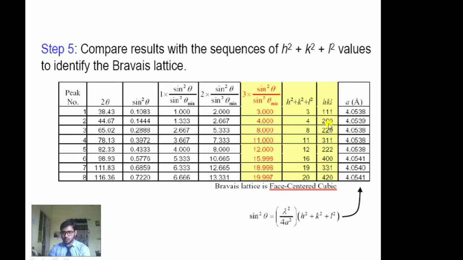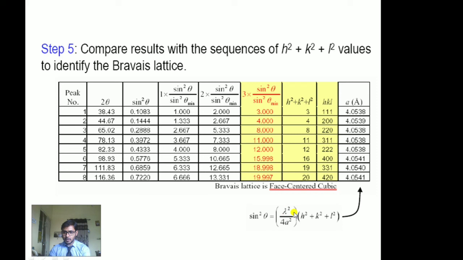For 3 it is 1 1 1, and by applying this equation, sine square theta is equal to lambda square by 4a square multiplied by h square plus k square plus l square. Now you know the HKL values, and lambda is fixed at 1.54 angstrom. Keep it in mind, because the target material used for the XRD here is copper, and copper gives 1.54 angstrom.